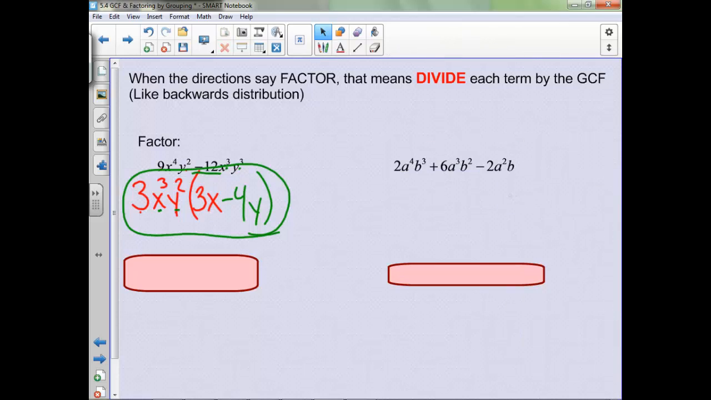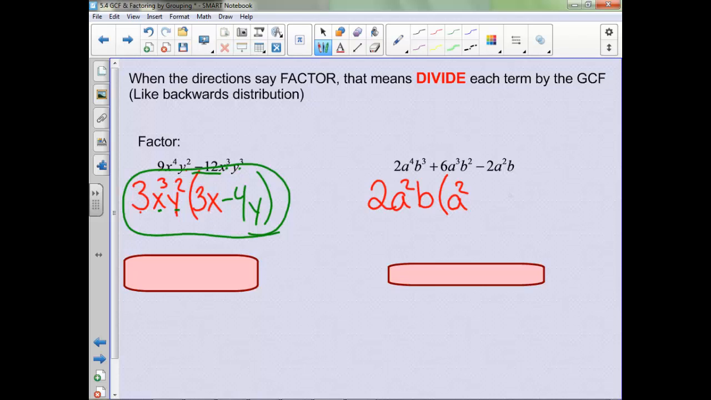Alright, now looking here. Our GCF, if we look at just our numbers, is going to be 2. And now look as far as a squared and b. That's our GCF. So let's look at what we have left. In this first one, we divided out the 2, so that'll become a 1. We took out 2 of the a's, so there's still 2 of these a's left, or a squared. And there's still b squared left.